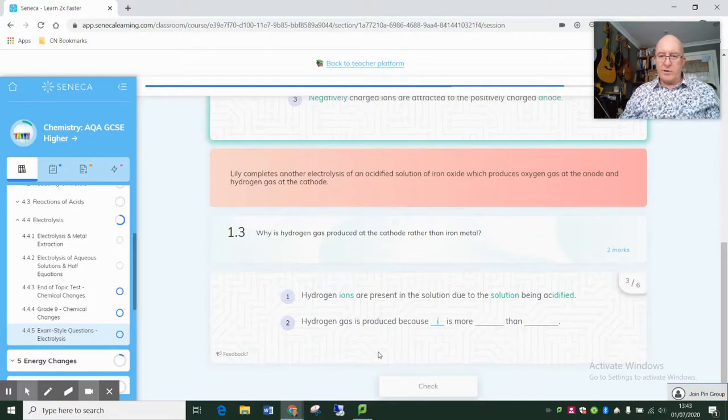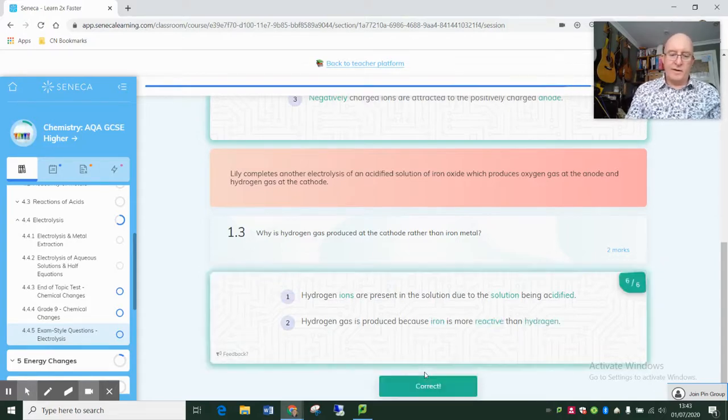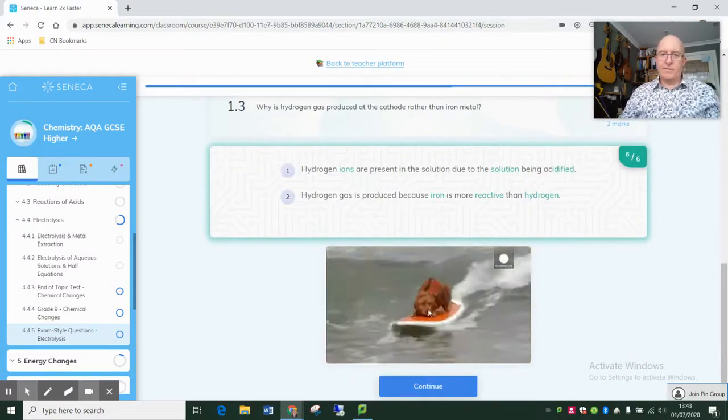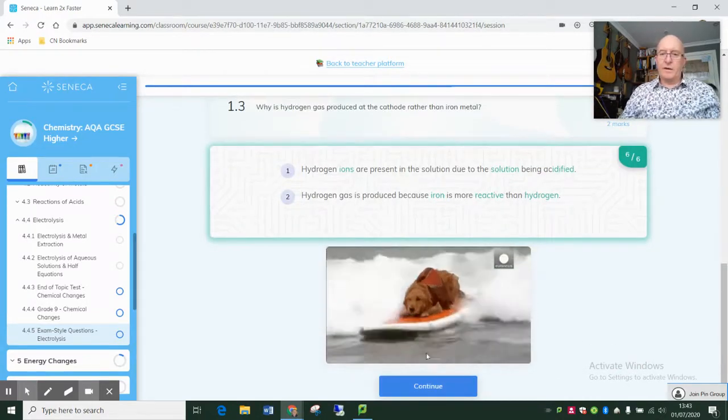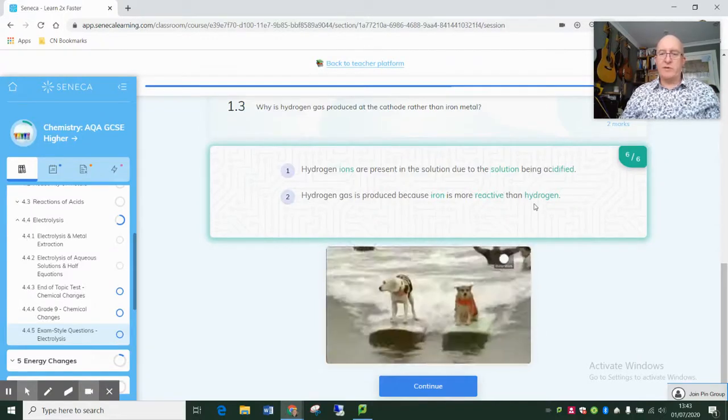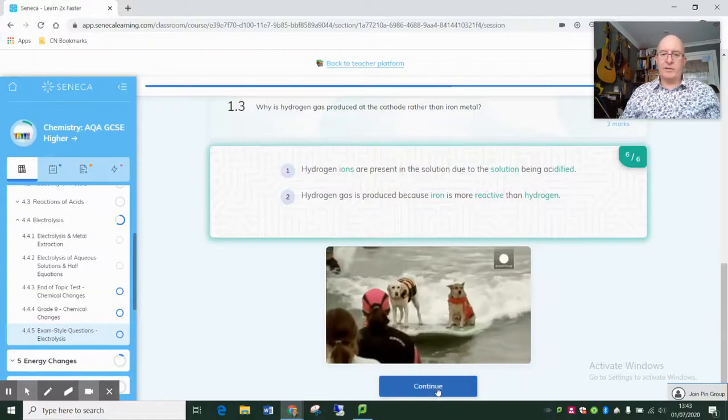Hydrogen gas is produced because something is more something than something. Hydrogen, no. Iron is more reactive than hydrogen. So the least reactive thing is produced at the cathode.